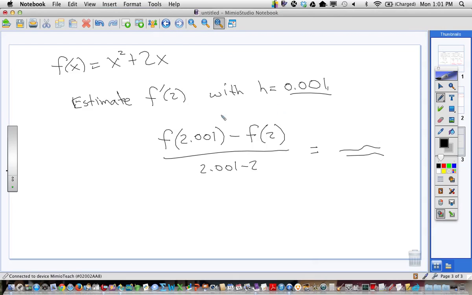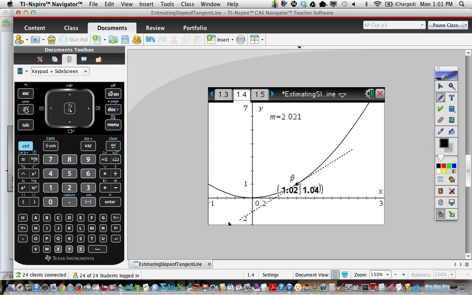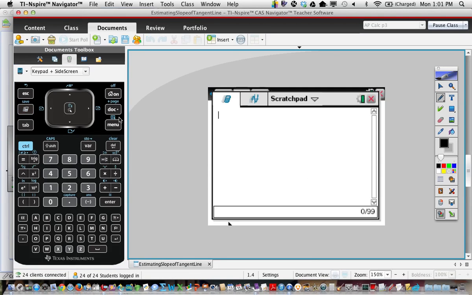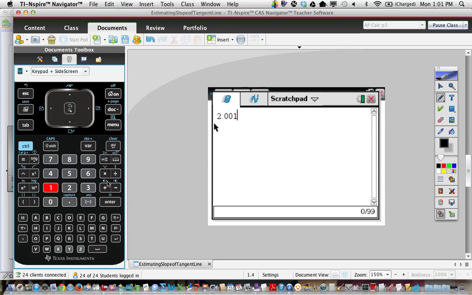What's that? Oh, good question. So f of 2.01 means take 2.01 and plug it into the f function. So you would take 2.001 squared plus 2 times 2.001. Get your calculator out and do that. Get those values. As a matter of fact, let's do it real quick. On your calculator screen, you just go to your scratch pad probably, and you would go 2.001, what was it, squared, plus 2 times 2.001.